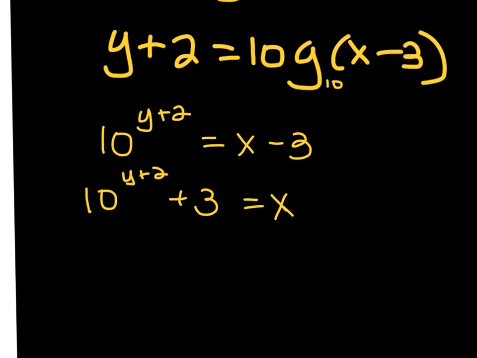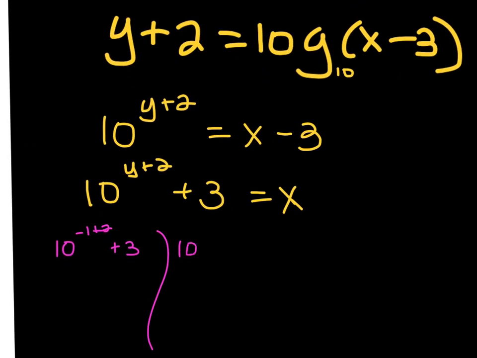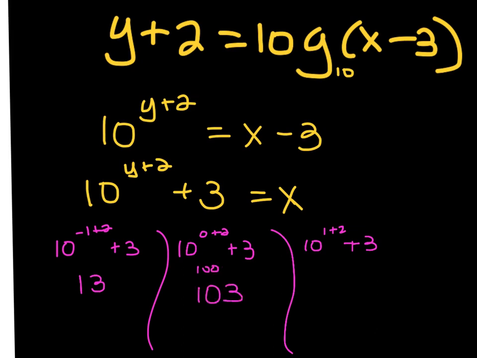So I can plug in my y. 10 to the -1 plus 2, plus 3. 10 to the 0 plus 2, plus 3. 10 to the 1 plus 2, plus 3. So 10 to the first plus 3 is 13. 10 to the second, which is 100, plus 3 is 103. 10 to the third means 3 zeros. 1,000 plus 3 is 1,003.